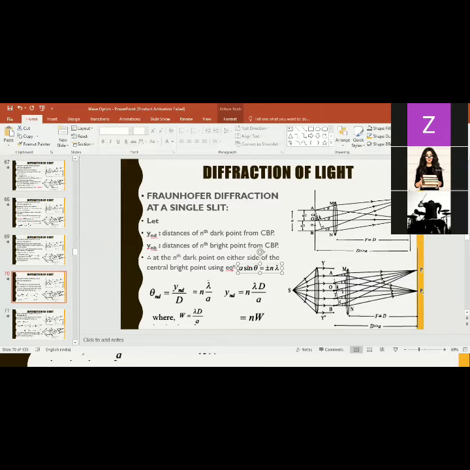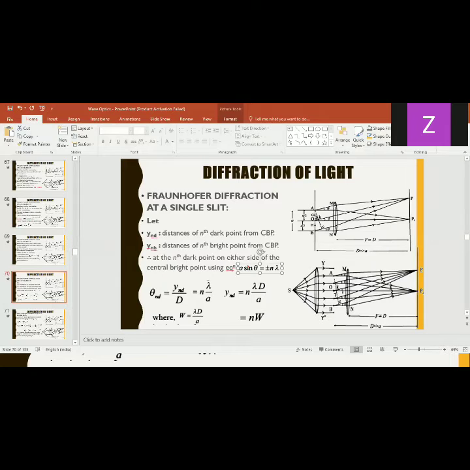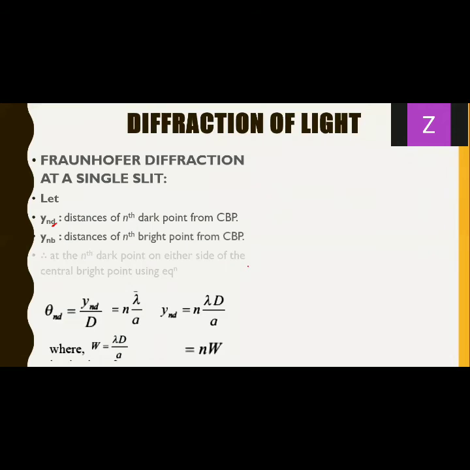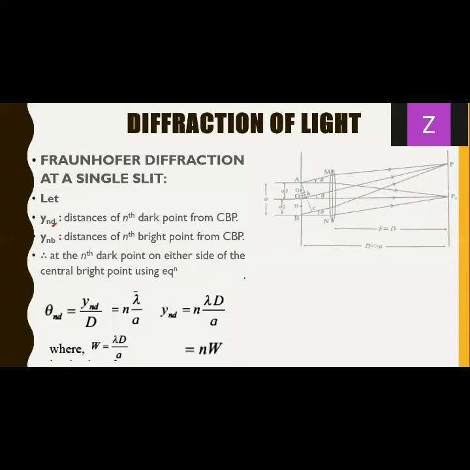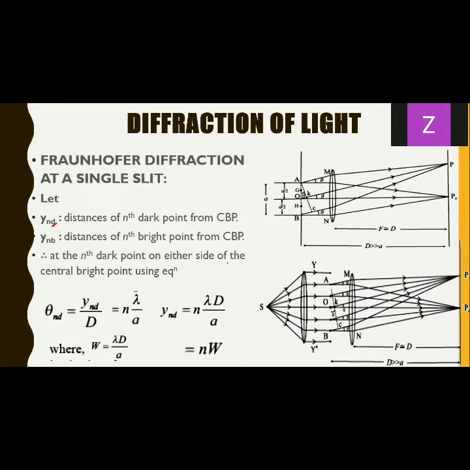So at any dark point on either side, we can use this particular condition which we have for nth minima, at the central bright point. Using this condition, we know that sin theta is approximately equal to theta. So theta is y_nd upon D, for dark. This we saw last time on the previous slide.